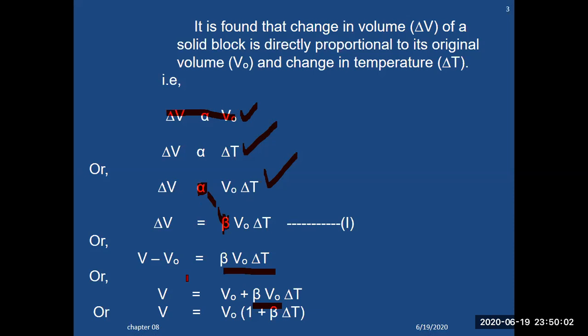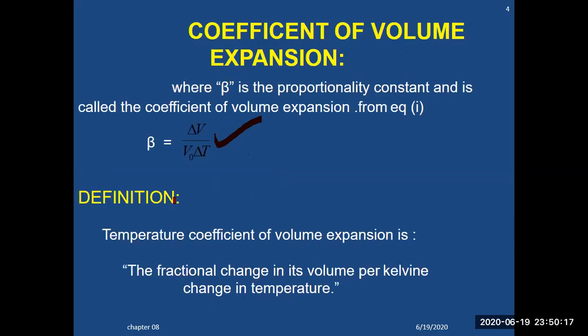Basically, this beta is 3 times alpha, because in case of alpha, that is linear, only one side increases in length. But in case of volumetric expansion, the increase is in 3 dimensions: length, breadth, and height. So that's why beta is equal to del V over V naught del T. This beta is equal to 3 times alpha, because in alpha there is only one linear expansion, but in case of beta, the volumetric expansion, the expansion is 3 dimensional: length, breadth, and height.